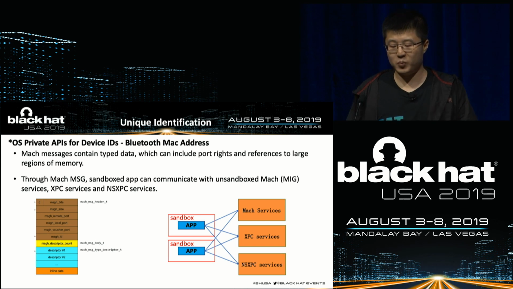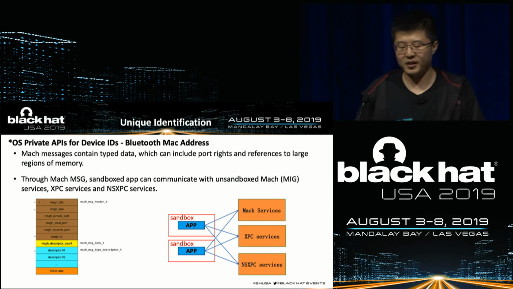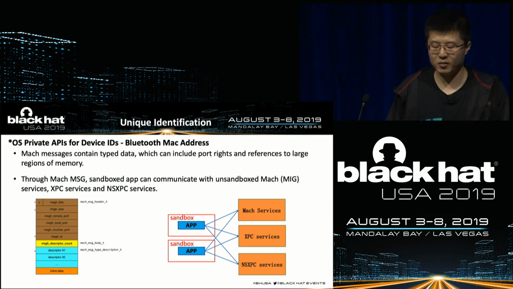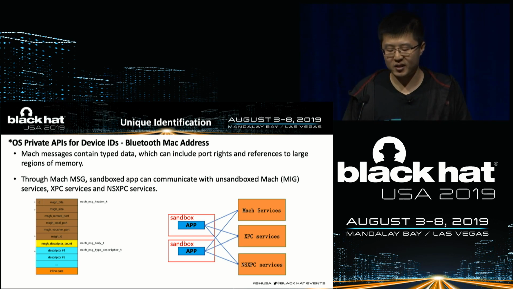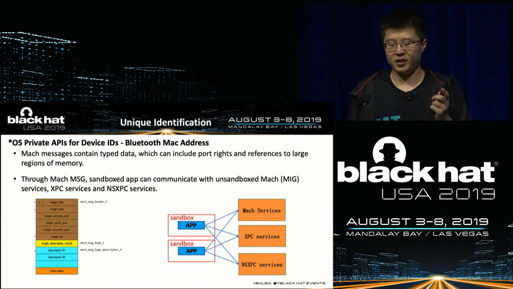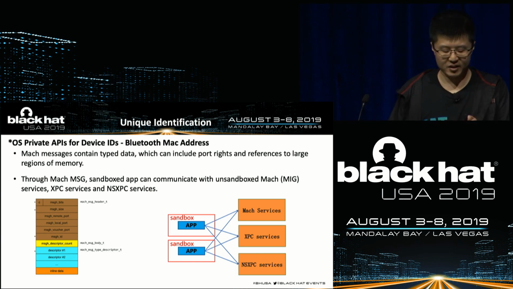Based on Mach messages, Apple developed XPC, which is a lightweight mechanism for basic inter-process communication. Compared with raw Mach messages, XPC is safer and easier to use, but the cost of XPC service maintenance is very heavy. NSXPC is built on top of XPC, which allows the abstraction of XPC connections and remote objects. Through Mach, XPC, and NSXPC messages, sandboxed apps can communicate with non-sandboxed system services.